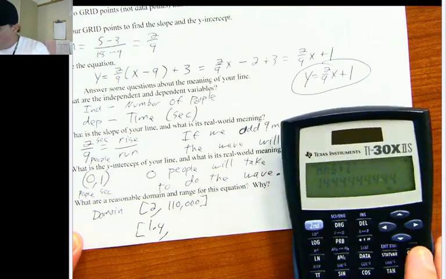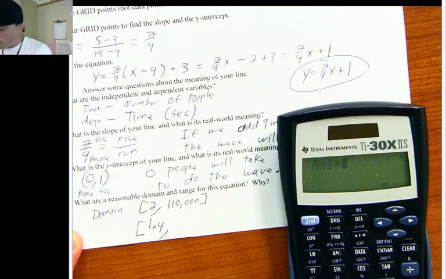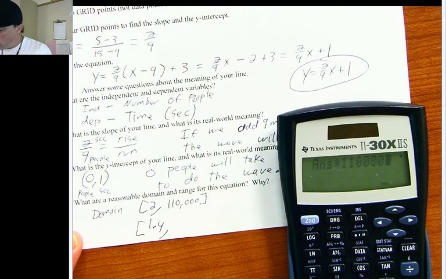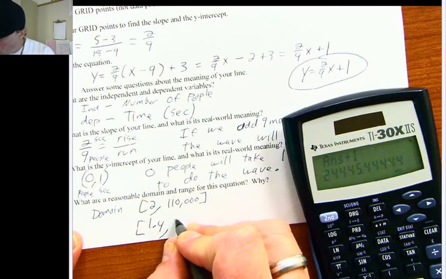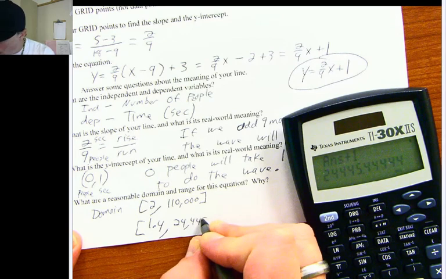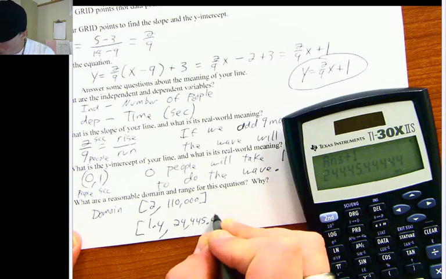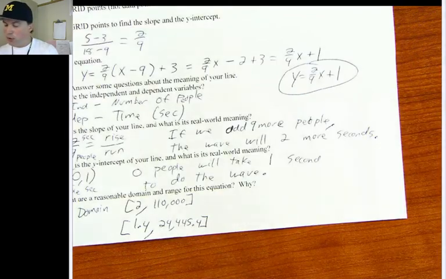Same thing if I plug in 110,000. I start with 2 divided by 9. I multiply that by 110,000. And I get a big old number. I add 1, and I get one larger than that big number. So 24,445.4 seconds.